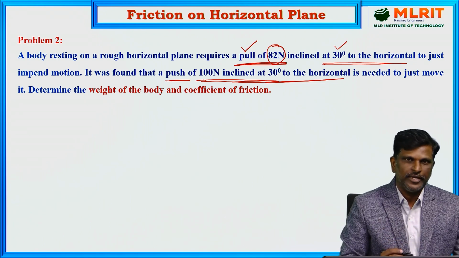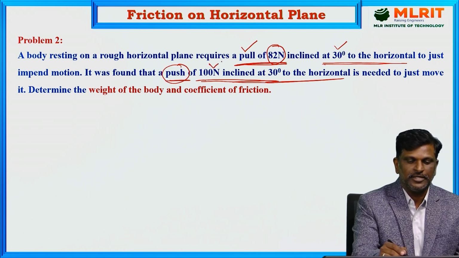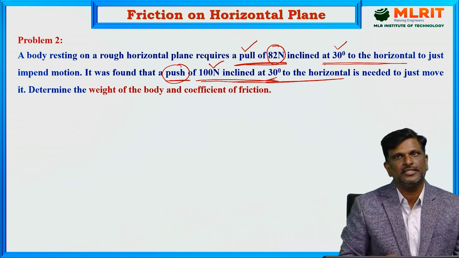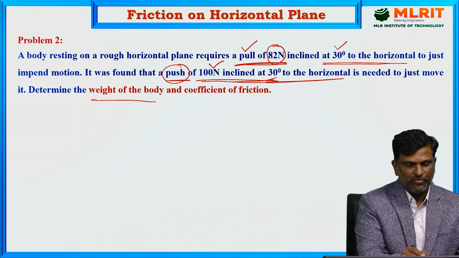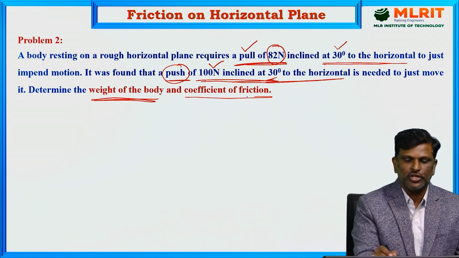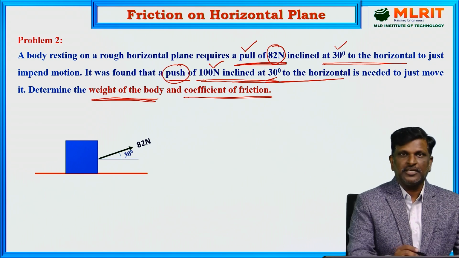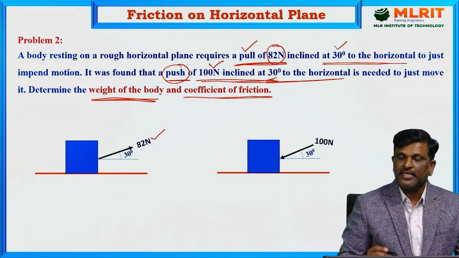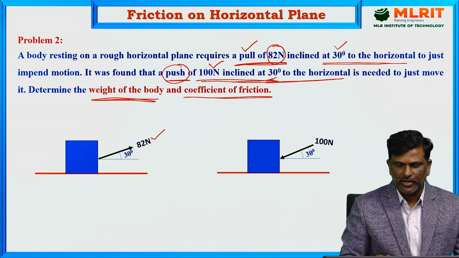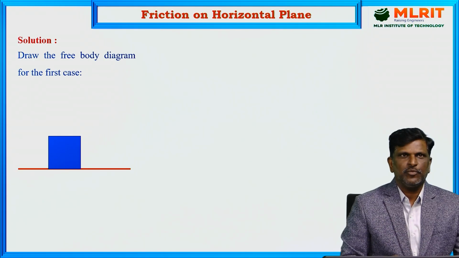And for the same body and the same contact surfaces, a push of 100 newtons inclined at 30 degrees to the horizontal is needed to just move the body. By using these two cases, find the weight of the body and coefficient of friction between the contacting surfaces. This is case 1, a pull of 82 newtons is required, and second case, a push of 100 newtons at 30 degrees to the horizontal is required to just move the body. Draw the free body diagram for the first case.